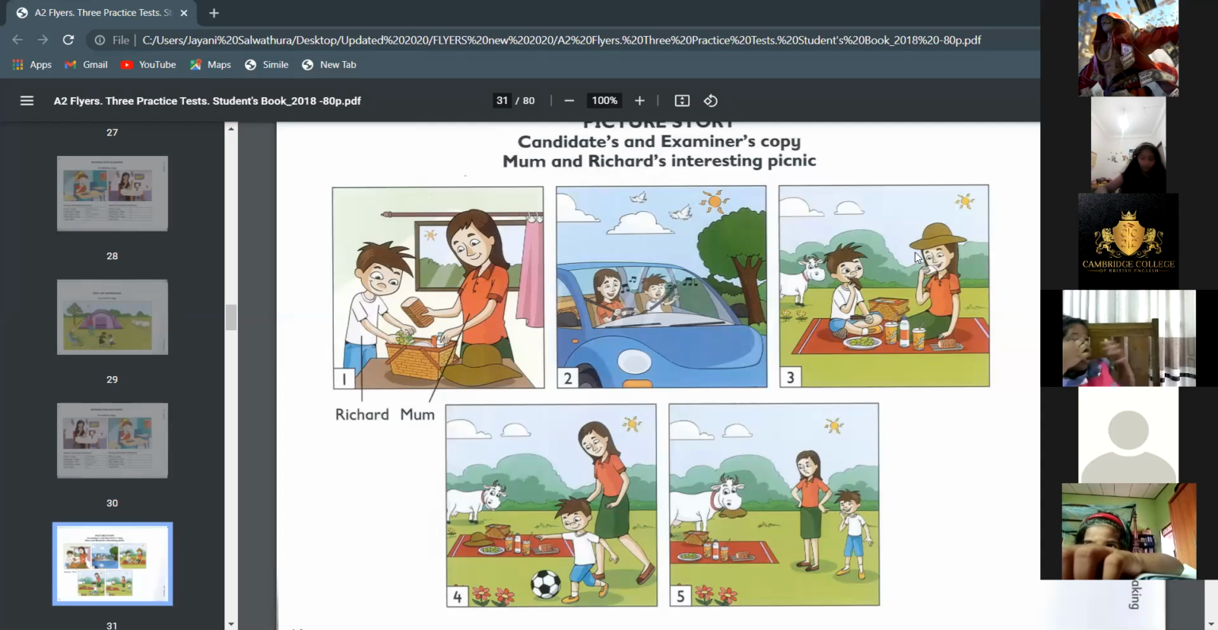Next one. Pictures 4 and 5. Picture 4 and 5. Okay, and then when Richard and Mom finished playing soccer, a cow came and ate Mom's hat.